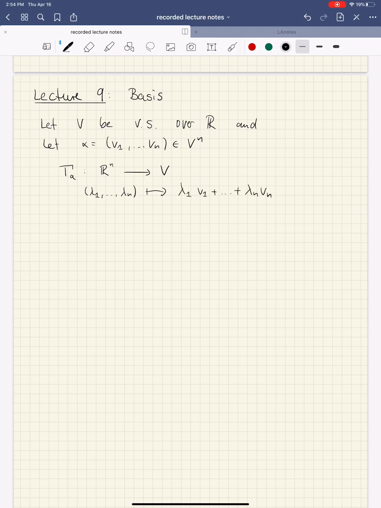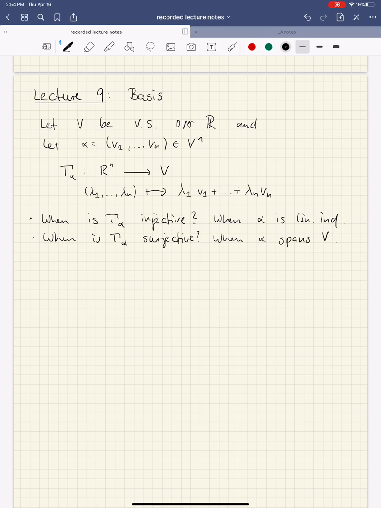Okay, and so far we have looked at these linear transformations and we have asked ourselves, well, one, is it injective? And the answer is when alpha is linearly independent. And the second question was, when is gamma alpha surjective? And the answer to that question was that when alpha spans V.